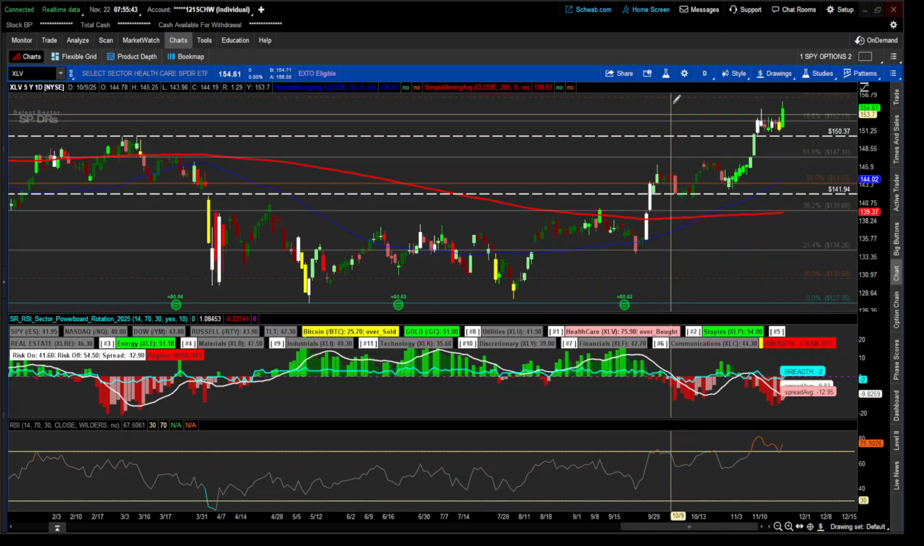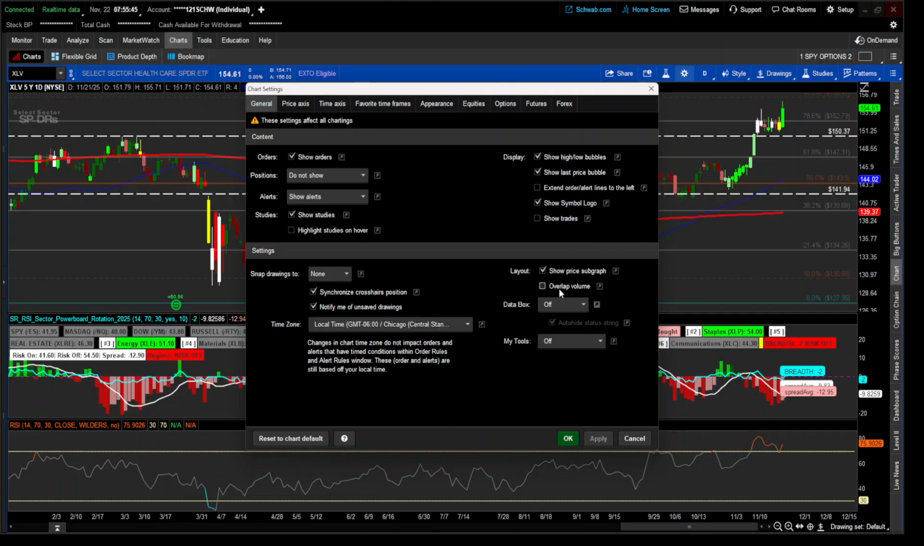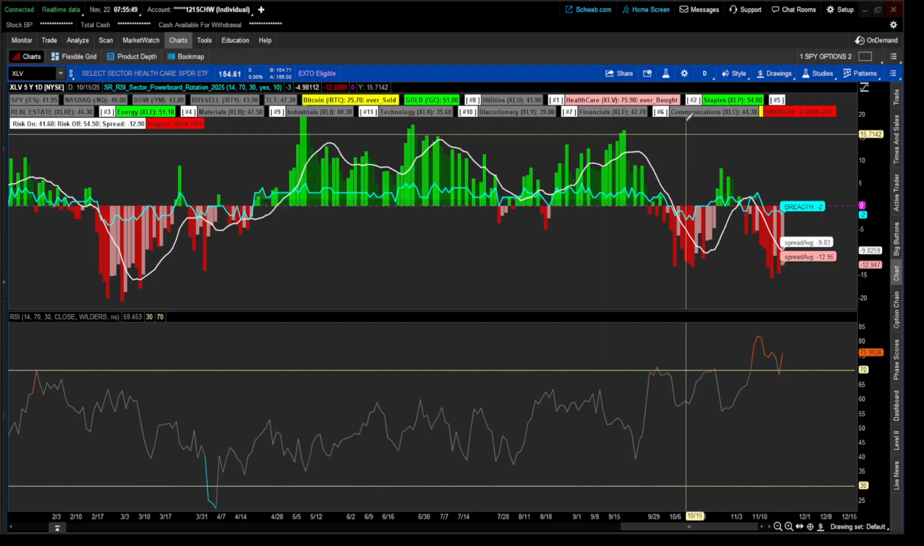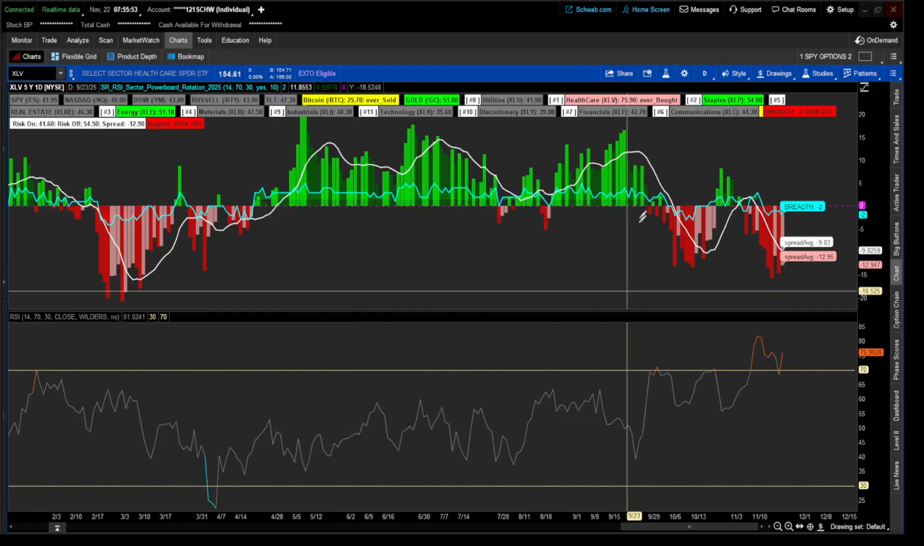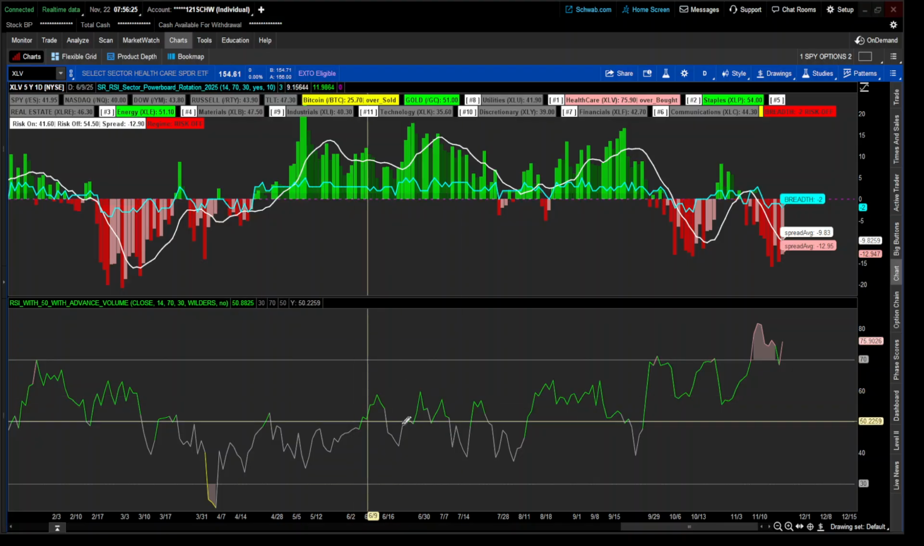But before I go to the scanner, I want to give you a better picture of the actual indicator. So I'm going to overlap. And you can see RSI. I should have put my RSI with 50 on here. This is RSI with the 50.